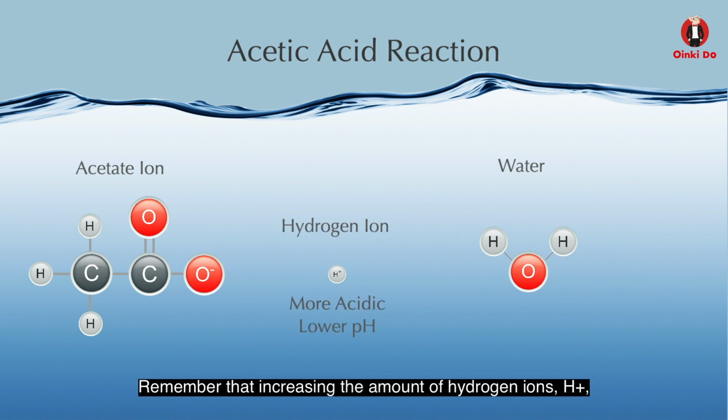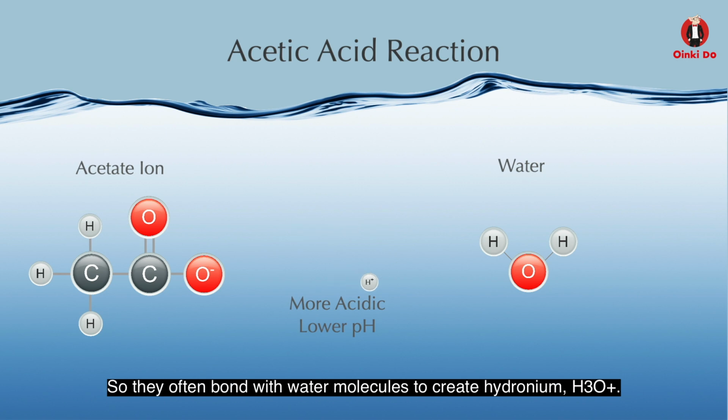Remember that increasing the amount of hydrogen ions H+ increases the acid level and lowers the pH level. The more hydrogen ions falling off means a stronger acid. However, the hydrogen ions do not like to float around on their own, so they often bond to water molecules to create hydronium H3O+.